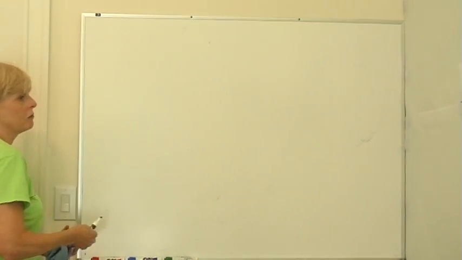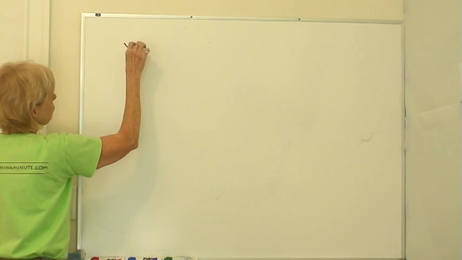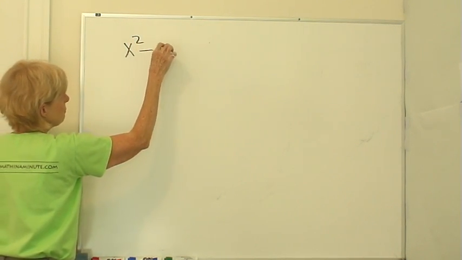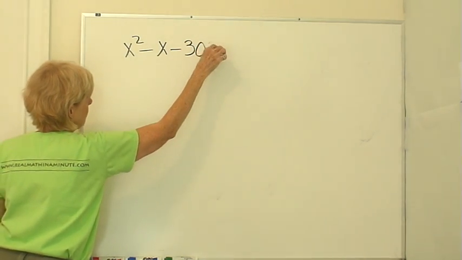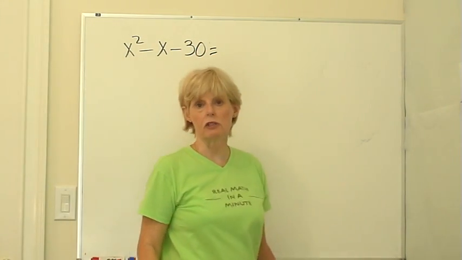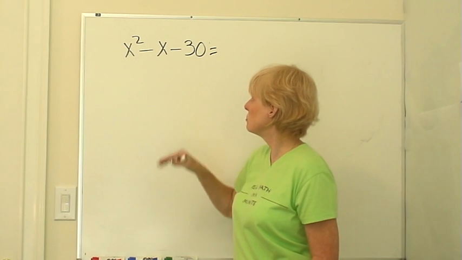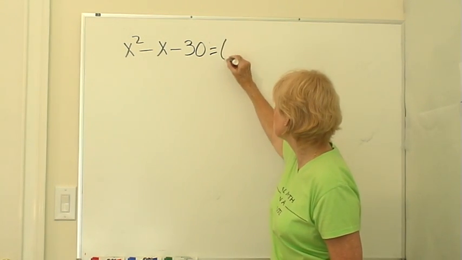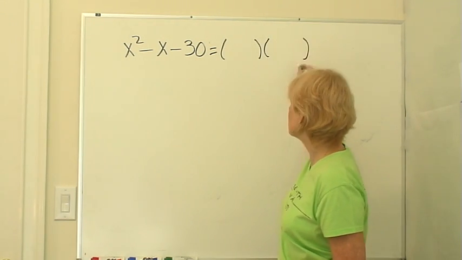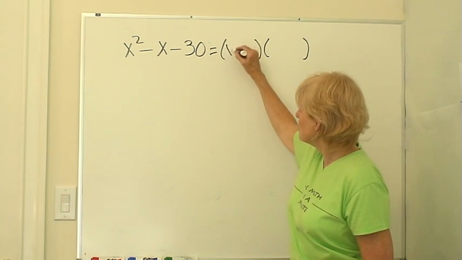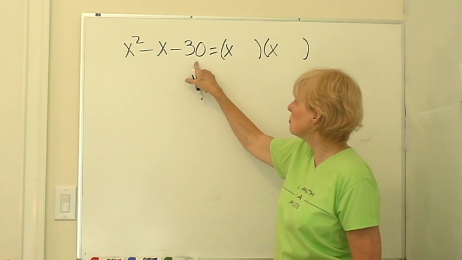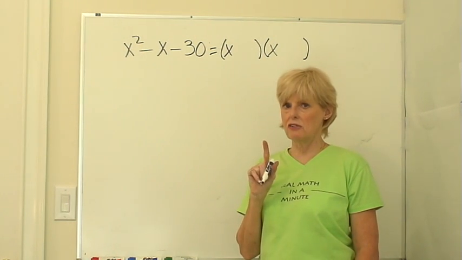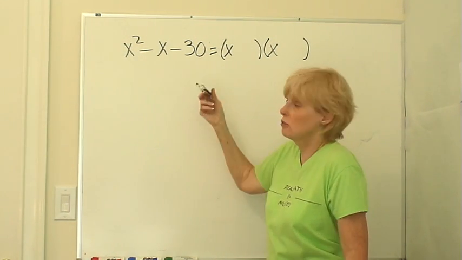Alright, let's try another one. Let's say we've got x squared minus x minus 30. Alright, and we look for greatest common factor. There's not one, so we go straight to this part. We go straight to the easy part, get that out of the way. X times x is x squared, and now we're with our numbers.